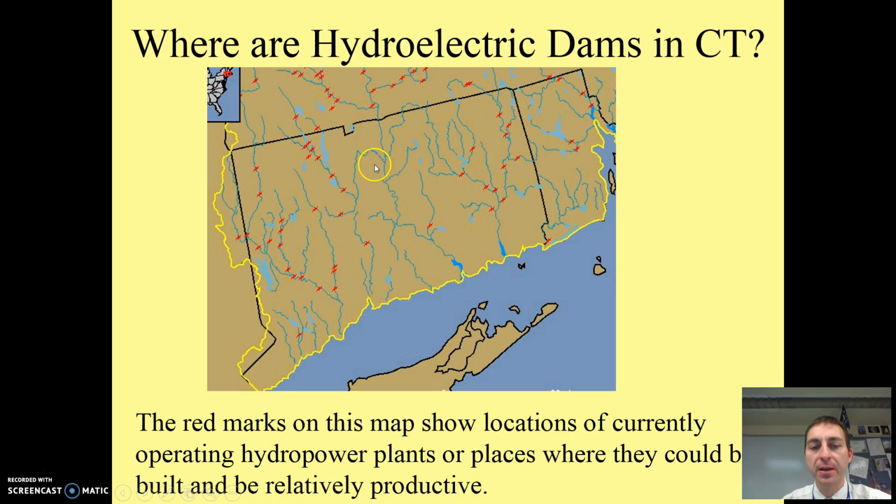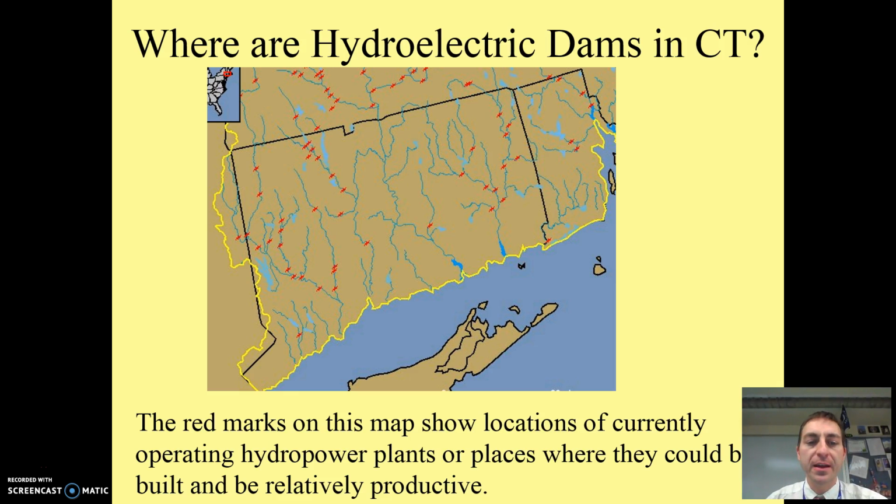Now consider the Connecticut River. The Connecticut River is long and relatively flat. And as a result, if you tried putting a dam across it, the water would rise up a little bit, and then it would go around your dam. And then you wouldn't have much hydroelectric power.